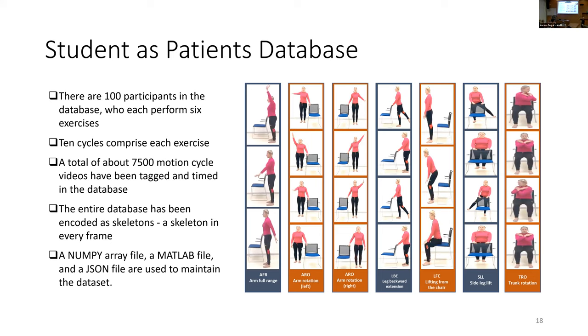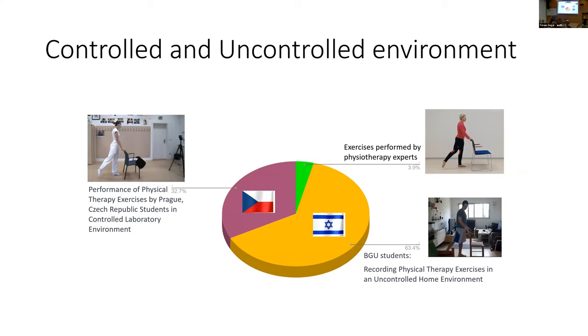They gave us some well-selected exercises. Actually, it's six exercises, done right and left, with 100 students participating, and we converted them to TSSCI. We had a group from the Czech Republic that created the training for us in a controlled environment, in a laboratory. You see the camera is on a stand and everything is well controlled. And there is another group that did it in a home environment.